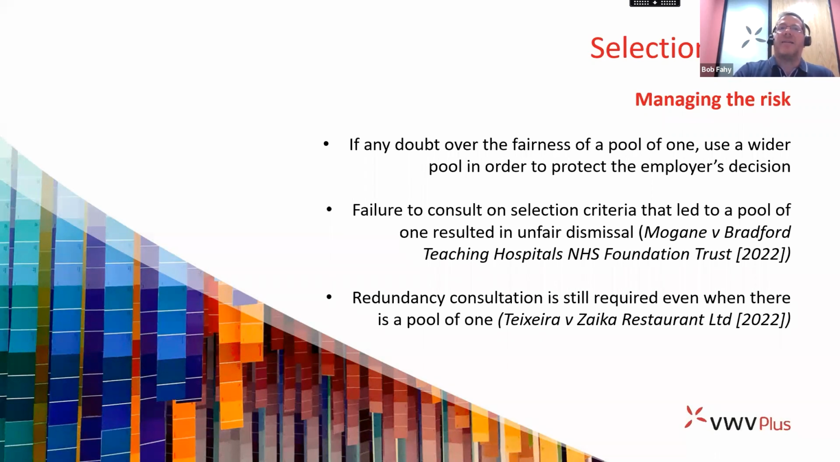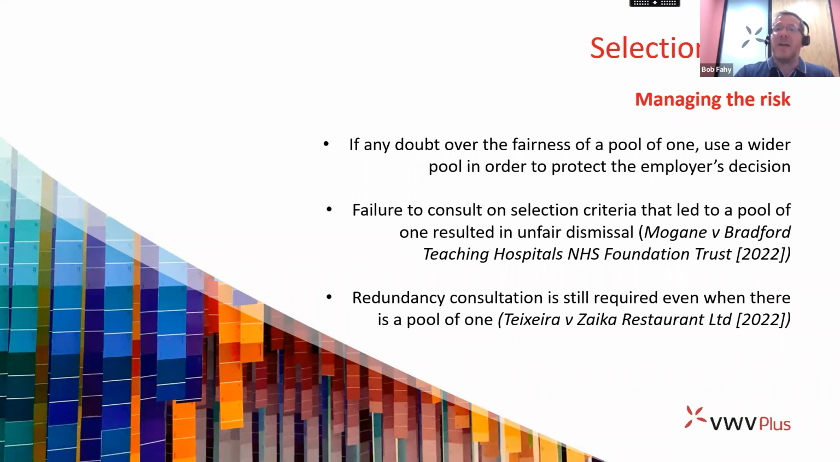And the EAT said, a pool of one does not always mean that a dismissal would have taken place when it did, because you have to account for the time taken to undergo a fair consultation process. And as a result, it's wrong to reduce the award by 100%. But it also said it was erroneous for the tribunal to have held that the warning and consultation would have made no difference to the dismissal. And even when there's a small pool for redundancy and even a pool of one, an employer still has a duty to carry out a fair redundancy process.